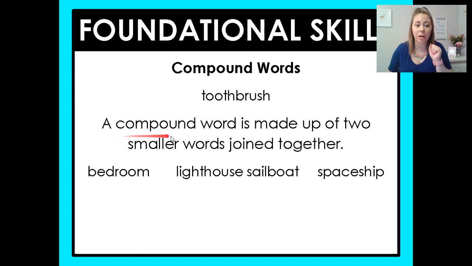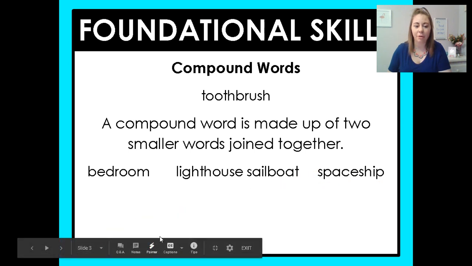As you can see here, a compound word is made up of two smaller words joined together. So we have bedroom, which is made up of the word bed and the word room. Then we have lighthouse, which is light and house. Sailboat, sail and boat, and then spaceship, space and ship. Okay, so those are some of our compound words. They're just made up of two smaller words.